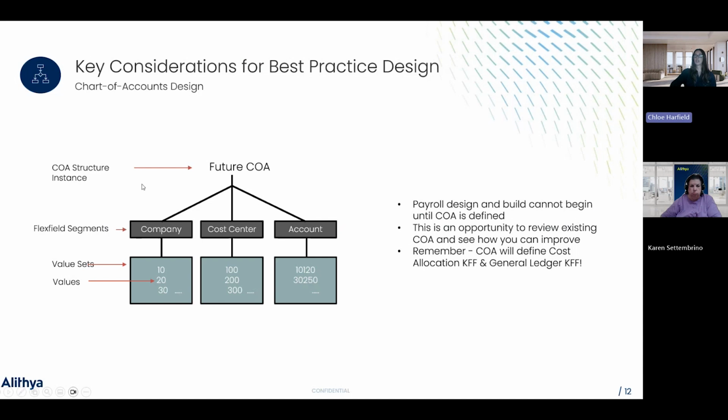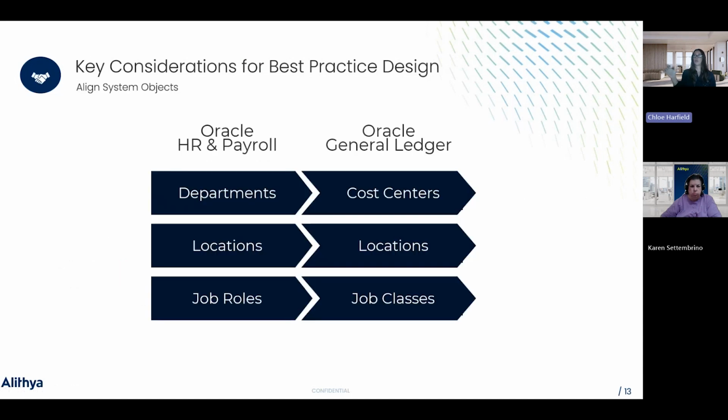I think the next critical item when we think about best practice design is aligning our system objects across Oracle HR and payroll and Oracle GL. When we say that, we're aligning cost centers in the chart to departments, locations to locations, job classes to job classes. Karen, you talked about it: consistency matters when we're aligning these objects, because payroll costs calculated based on departments or jobs must then match the corresponding cost centers or job classes in the GL.